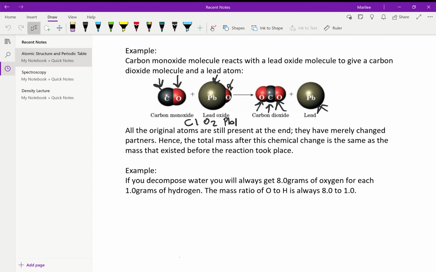Stating here, all the original atoms are still present at the end. They have merely changed partners. Hence, the total mass after this chemical change is the same as the mass that existed before the reaction took place.